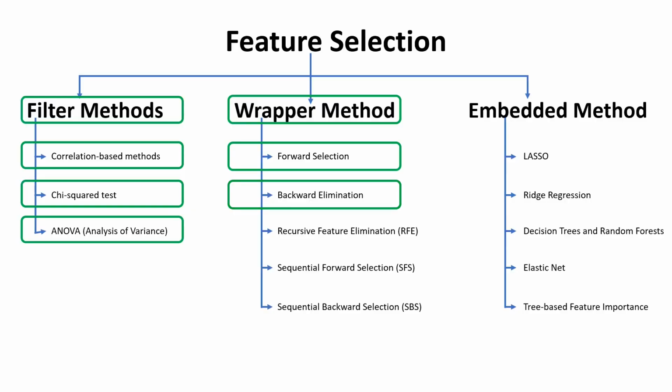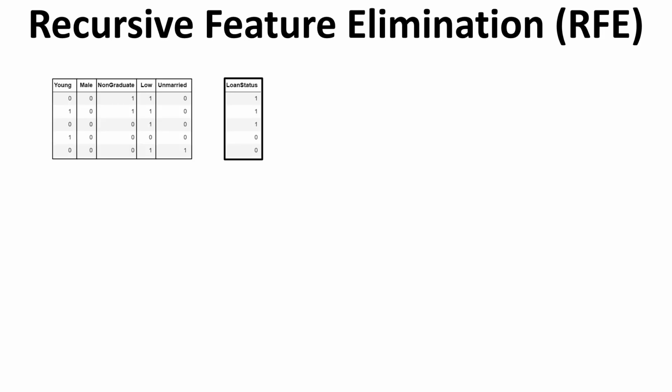Now that we are done with the backward elimination method, next in the queue is recursive feature elimination. What exactly is it? The meaning is very simple. Recursive feature elimination means removing the features iteratively or repetitively until you reach the desired number of most important features which you need to train your model, right? So let me explain with an example. Let's say this is your data which has 5 independent features and one target feature which is loan status.